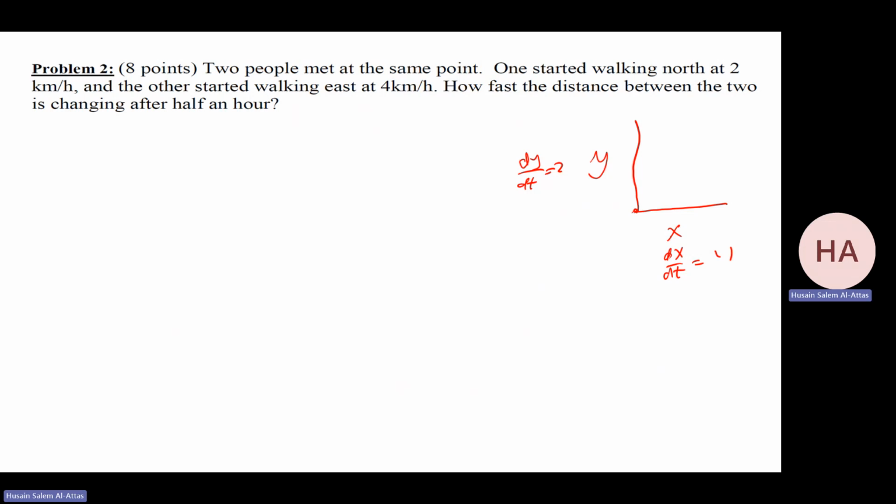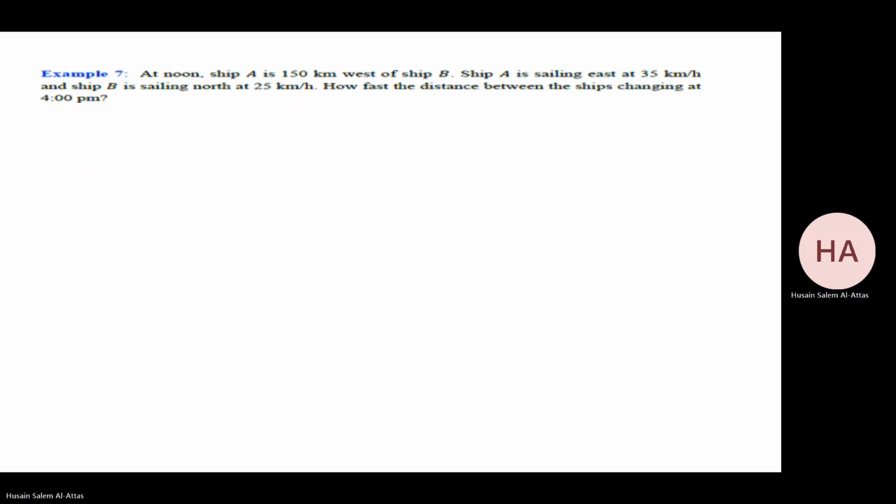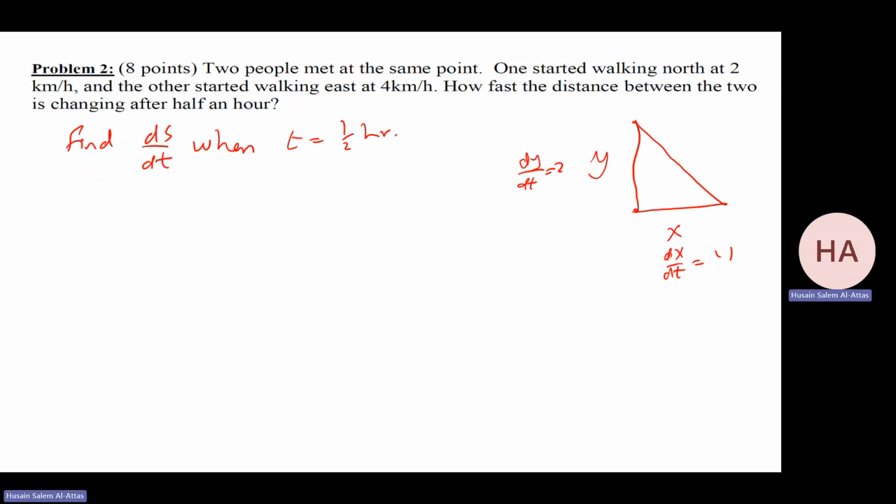What do they want? They want the distance between them. Find ds by dt when t equals half an hour. Instead of saying 30 minutes, he gave it to you as half an hour. Now we need to find x like what we did before. So x equals 4 times half, which is 2. And y is 2 times half, which is 1.